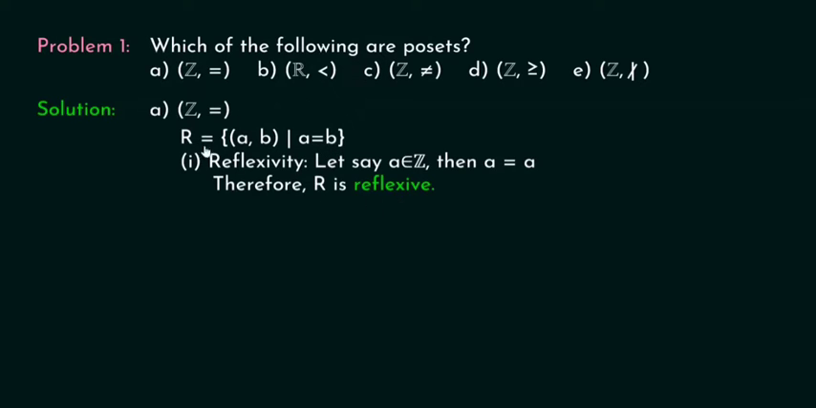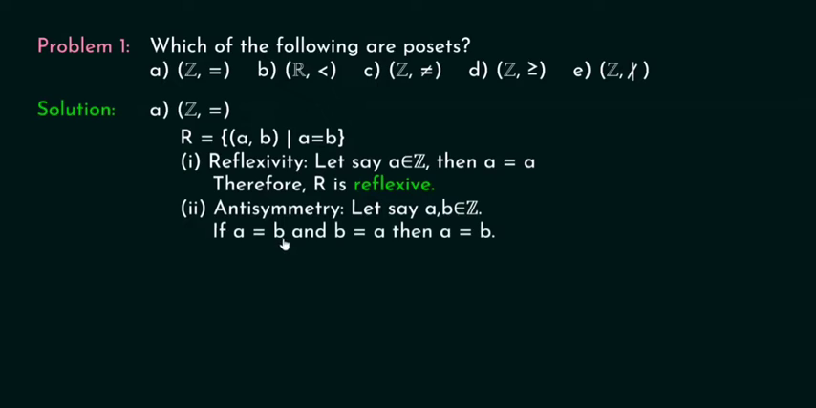Let's identify whether this relation is antisymmetric or not. For this, let's say a, b belongs to the set of integers, okay? These are some arbitrary integers a and b. If a is equal to b and b is equal to a, then a must be equal to b. This means if a is related to b and b is related to a, then a must be equal to b. This is according to antisymmetry, right? We know that this is true because in the first place we are saying that a is equal to b. This is given to us. Therefore, a must be equal to b. Therefore, we can say R is antisymmetric, right?